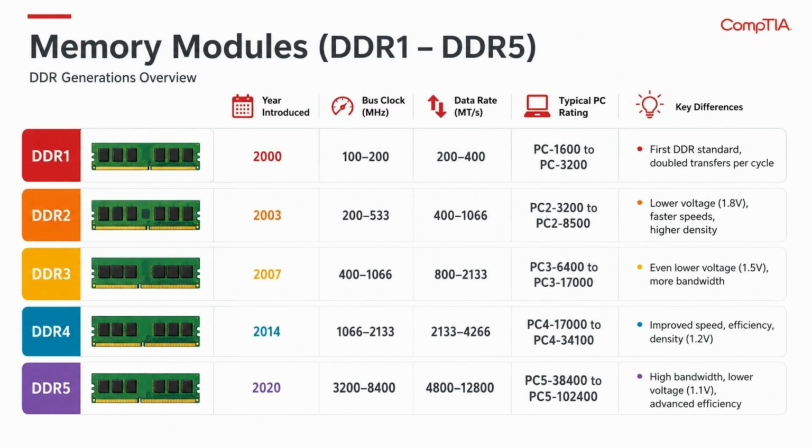Now let's look at the physical evolution of memory modules from DDR1 through DDR5. You'll notice how the notch position changes with each generation, which is a key safety feature that prevents you from accidentally installing a module into an electrically incompatible slot.